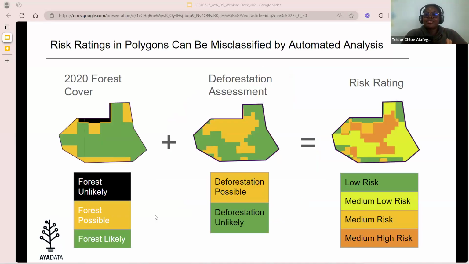Now, the spread of the forest cover here at the end of 2020 looks like a tank that covers almost all of the polygon. The deforestation assessment shows a good chunk of it in green, which indicates unlikely deforestation. Hence, the risk rating has a larger portion in the medium-low risk category.